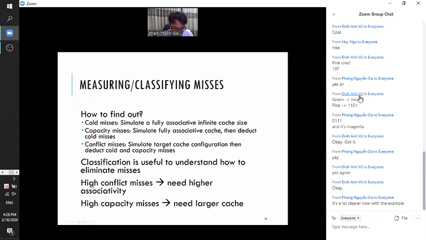To define the miss cases lets us clarify how to eliminate the misses. To reduce high conflict misses, we need higher associativity. And if we want to remove high capacity misses, we need a larger cache. Okay, anyone can understand this without needing to study.